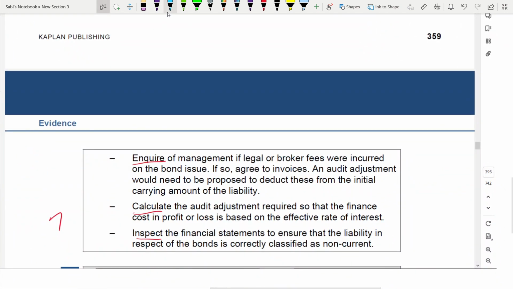Then inquire of management. What is it? Ask the management whether legal or broker fees were incurred on the bond issue. Did you take this also into account? If so, it should agree to the invoices. Okay. And audit adjustments would need to be proposed to deduct this from the initial carrying amount of the liability. You have to do some adjustment to it. What is it? Deduct this from the initial carrying amount of the liability.